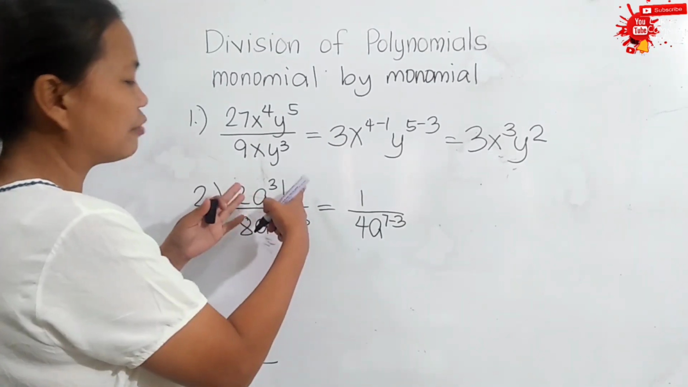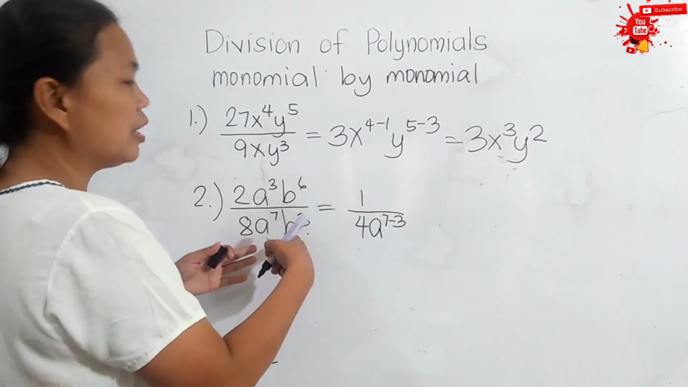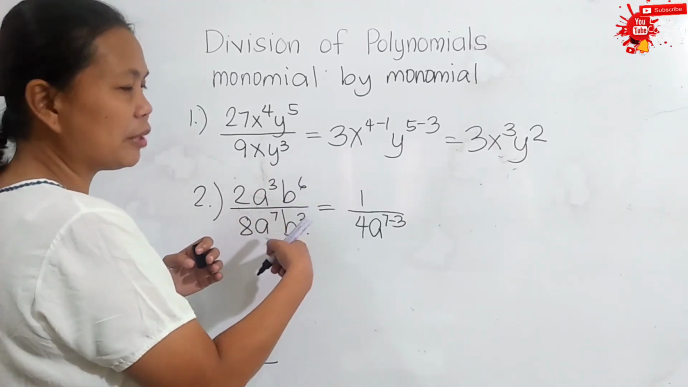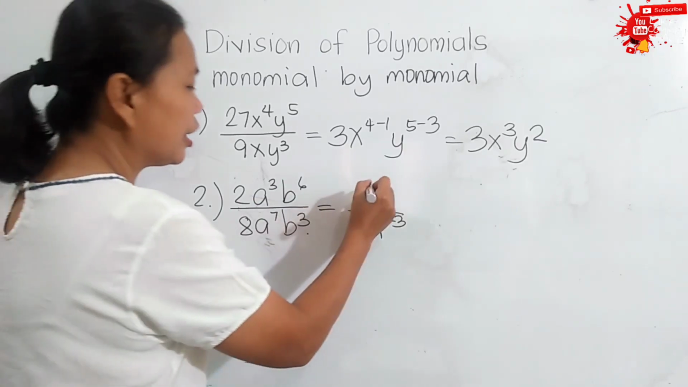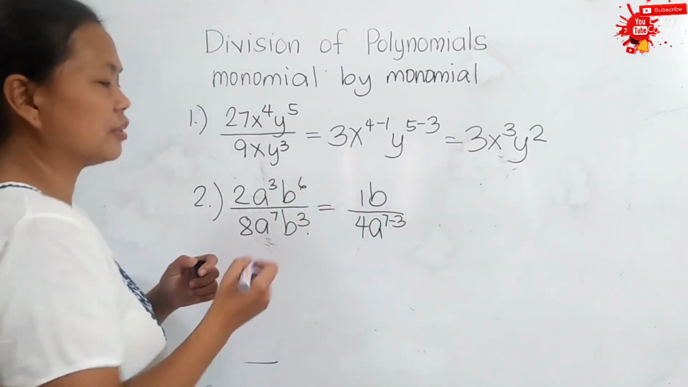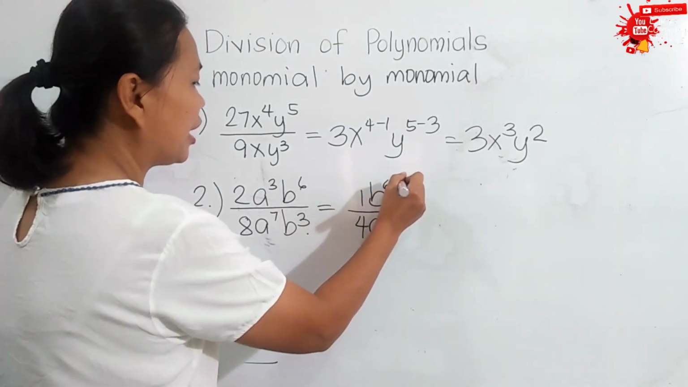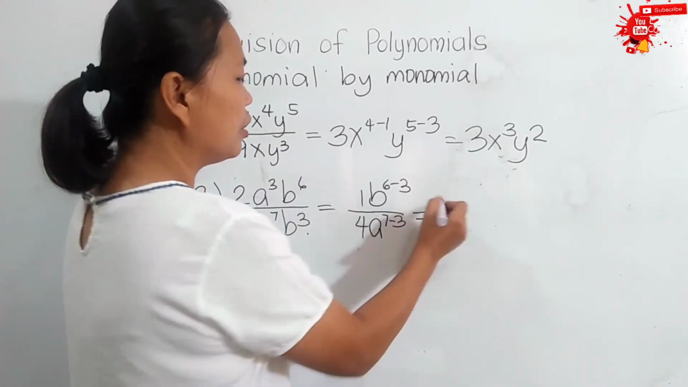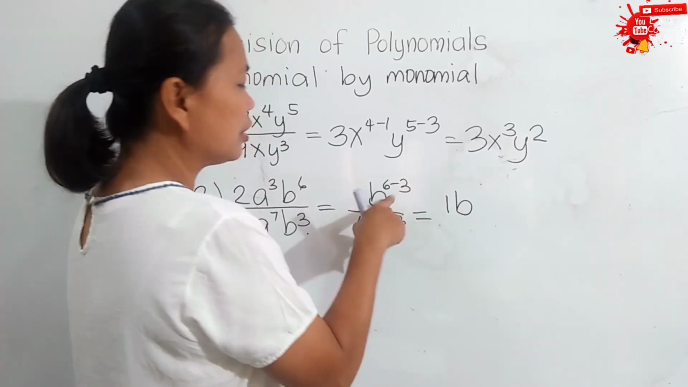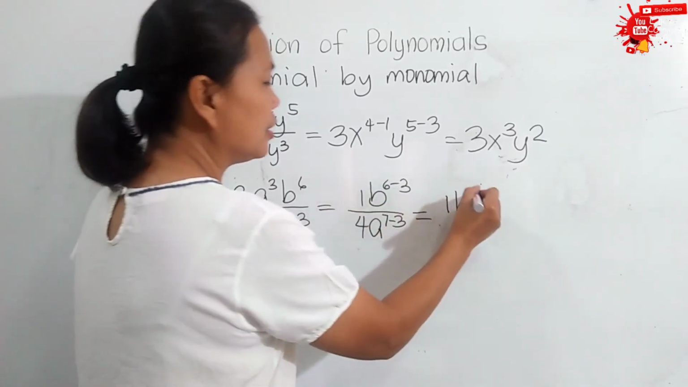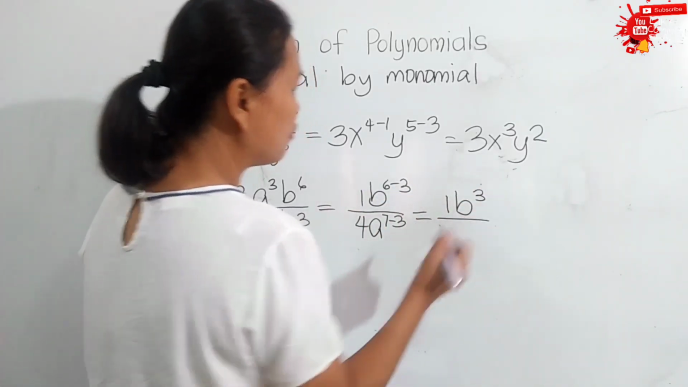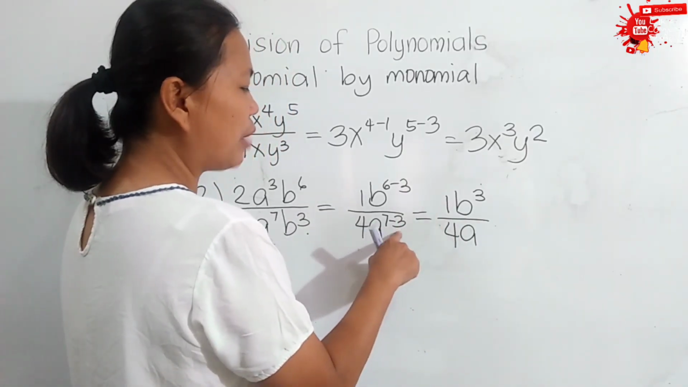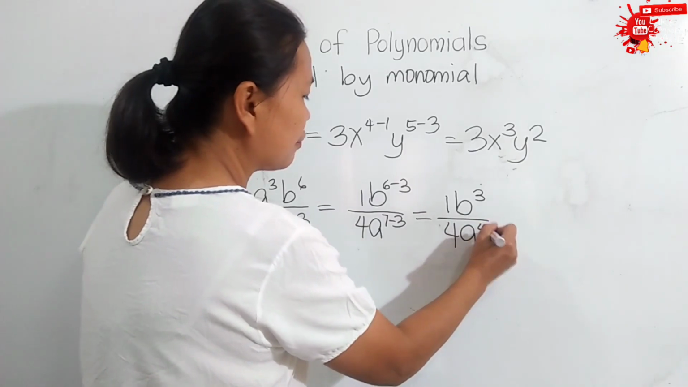Then we have here B. So if you notice, we have the exponent of the base B, okay, 6. So it is larger than in the denominator. So we will write B in the numerator. So we have here 6 minus 3. Then let us simplify. So we have here 1B raised to 6 minus 3. So we have 3 over 4A raised to 7 minus 3, which is 4.